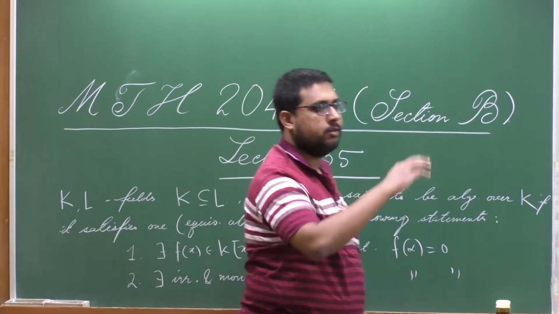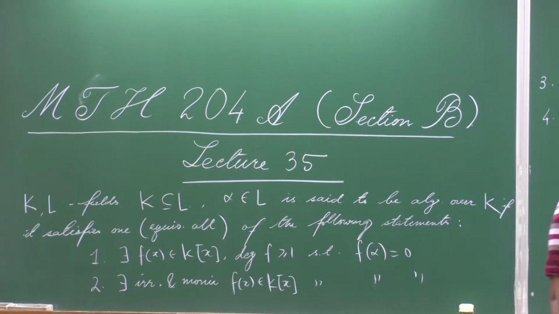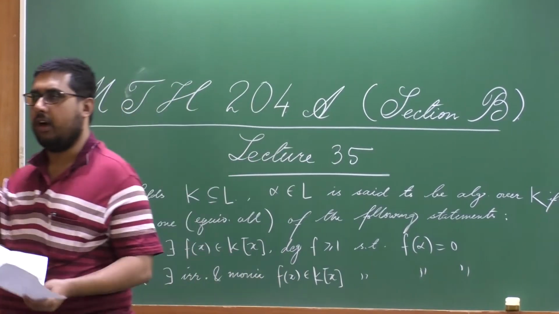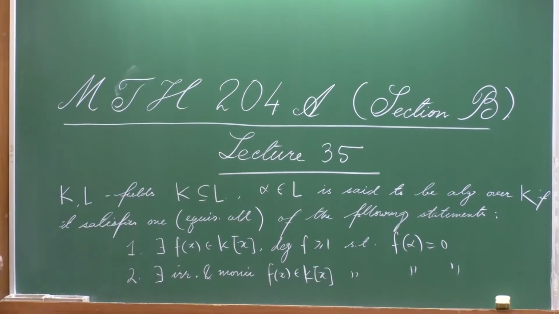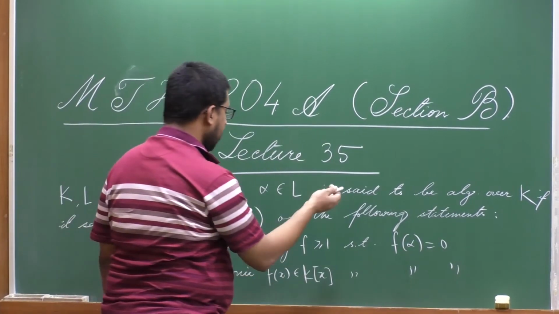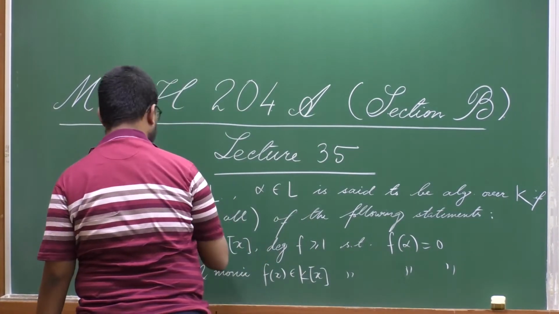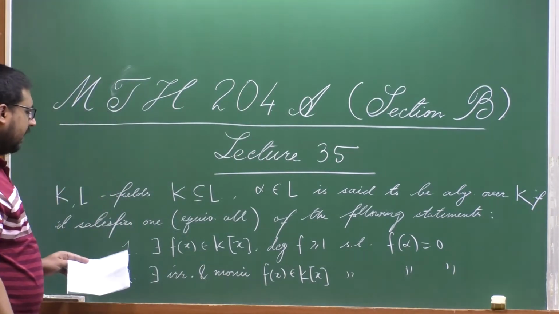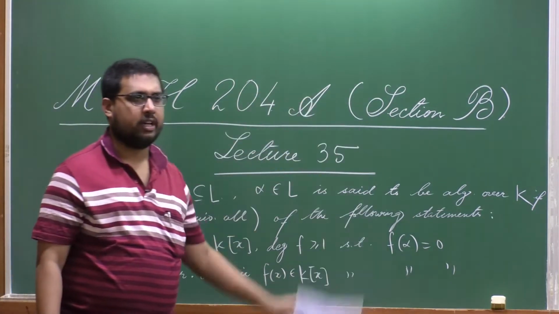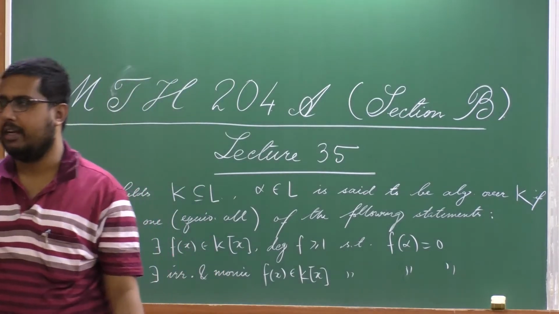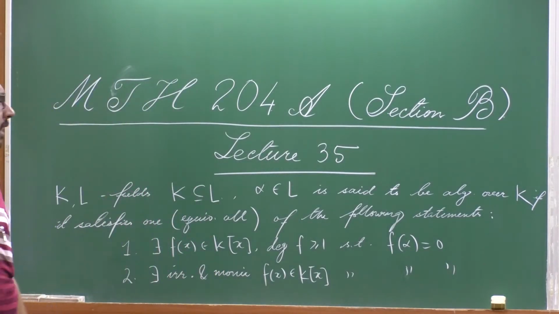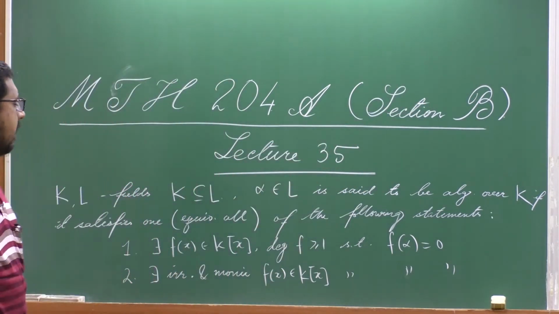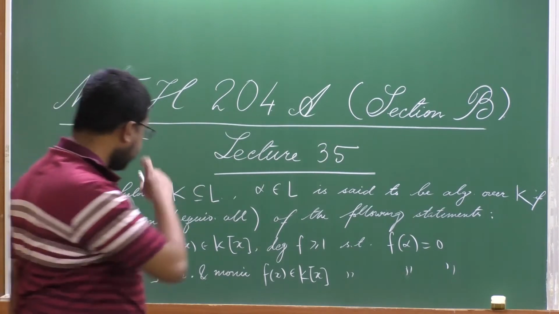Recall that in the last lecture, towards the end, we were talking about algebraic elements in an extension of fields. The definition was this: in an extension of fields, alpha is said to be algebraic over the bottom field k if it satisfies one of four statements. All of them are equivalent, though the equivalence is yet to be proved completely. So if alpha satisfies one of these conditions, then we will say that alpha is algebraic over k.